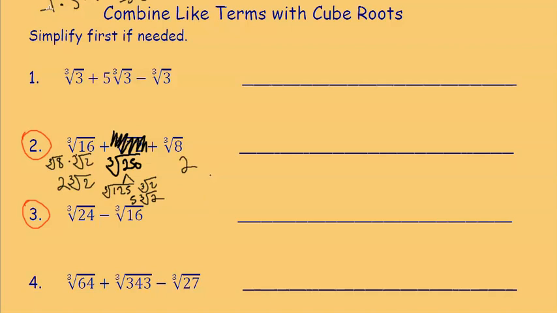When we combine these together, 2 cube root 2 and 5 cube root 2 both have the same radical, so we can add those together. 5 plus 2 is 7. So we have 7 cube root 2 plus 2. And that would be our simplified expression.